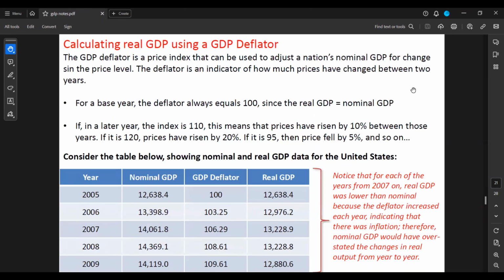Consider the table below, showing nominal and real GDP data for the United States. And we should note that for each of the years from 2007 on, real GDP was lower than nominal because the deflator increased each year, indicating that there was inflation. Therefore, nominal GDP would have overstated the changes in the real output from year to year.